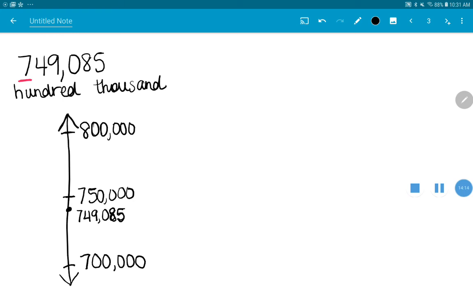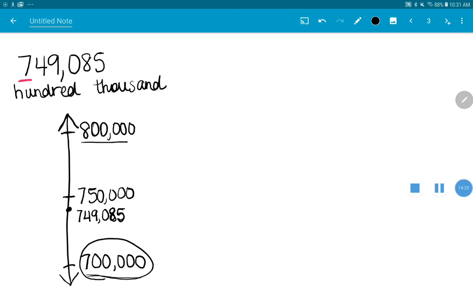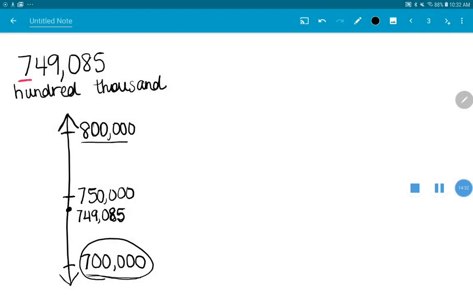Now, is 749,085 closer to 700,000 or closer to 800,000? 700,000. It's closer to 700,000. It's not quite to the midpoint yet. So our correct answer is what? 700,000 is the correct answer.